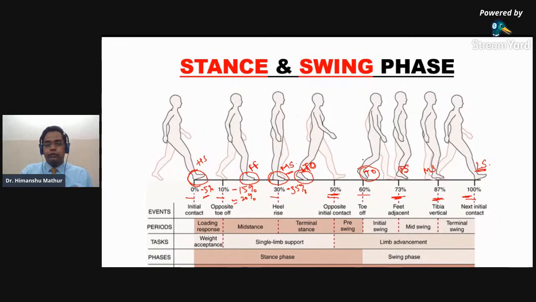But as I told you, the heel strike starts from 0 to 5 degrees. That is why at 100% of the gait cycle also, I'll be taking late swing. This is how the gait cycle is usually divided.